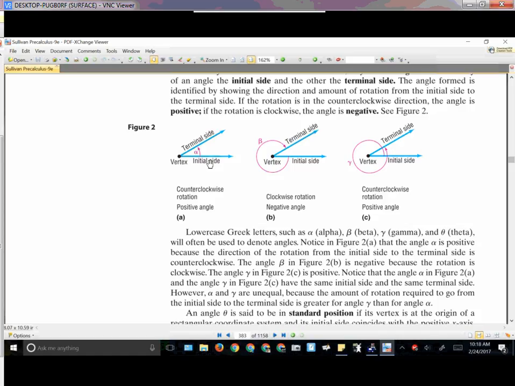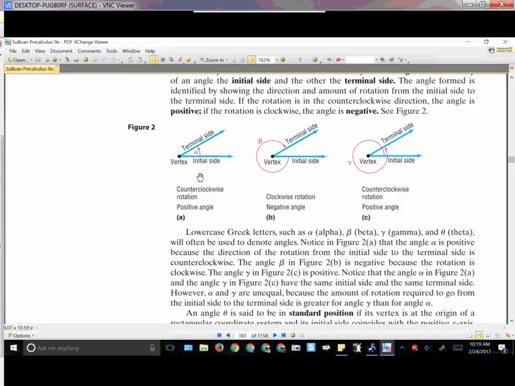Initial side, when we're talking about dealing with things in trigonometry, we tend to have vertex. Our ray is going to be coming out to the right. This is going to be identified as the initial side, and the terminal side is where it stops. So it's going from some place to another place.